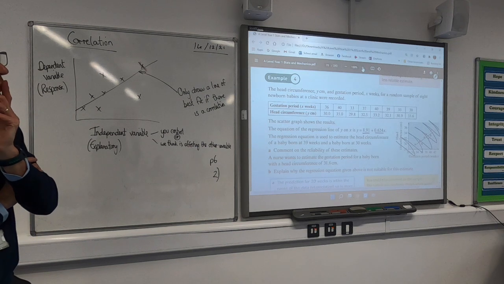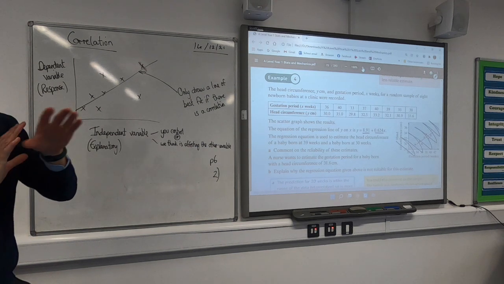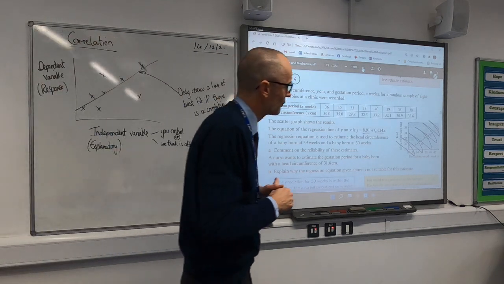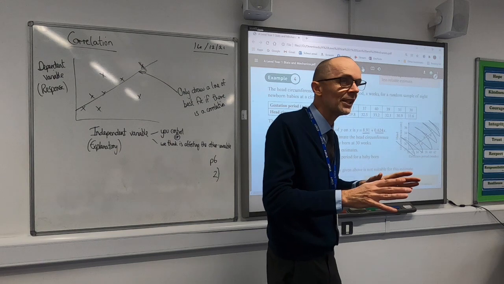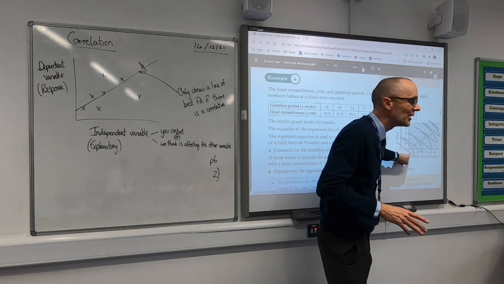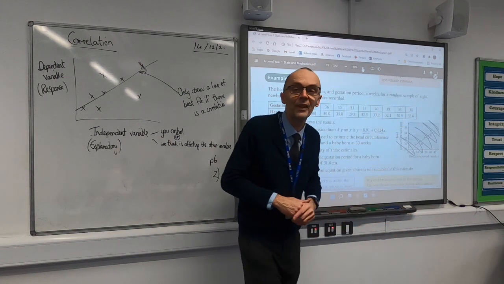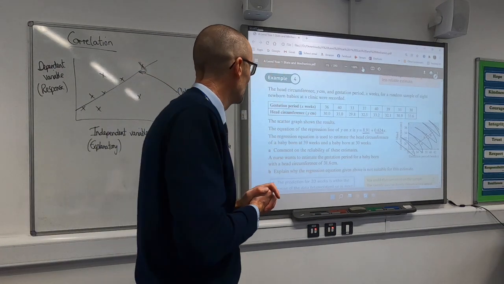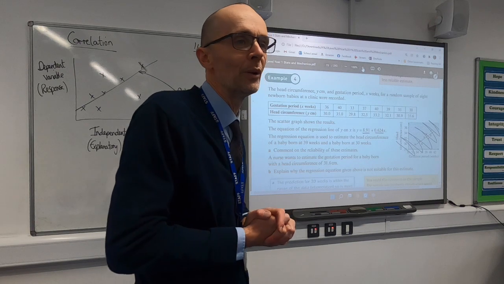So, Beth, what is 8.91? What was it in terms of the graph? It cuts the y-axis. That's right. Where it cuts the y-axis, not here because this is 30, but at 0. So what that tells us is, at 0 weeks gestation, the head circumference would be 8.91 centimetres.